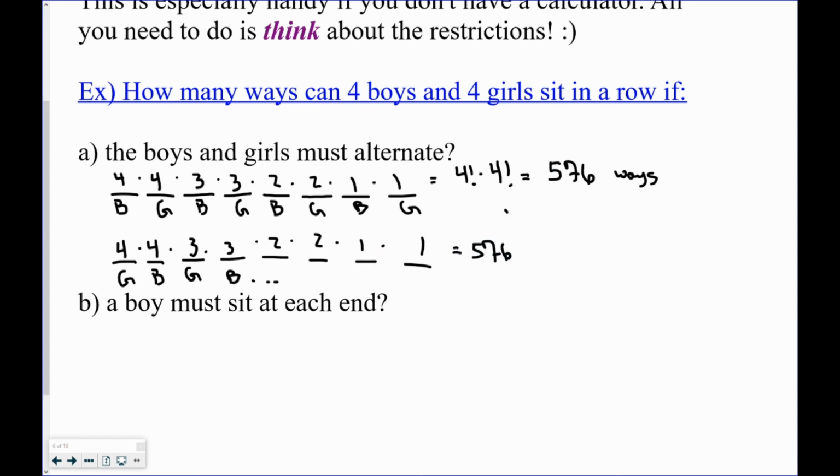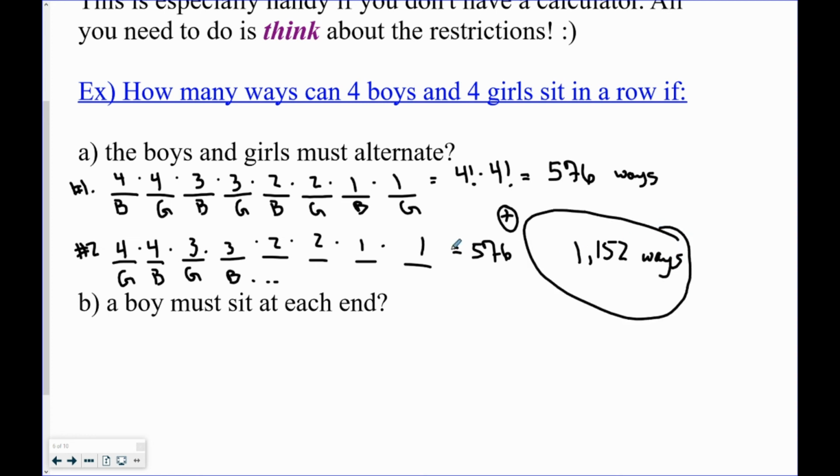So now this is the addition principle of the fundamental counting principle: you can add up these 2 different cases. So you basically have case number 1 and case number 2 over here. When you add them all up, you get 1,152 ways. Who knew there were so many permutations? So there's that many ways of arranging people in a row.